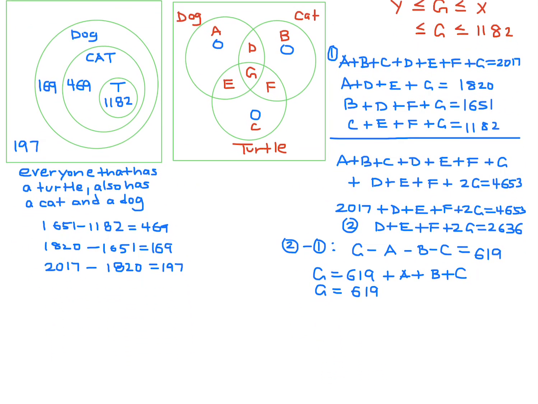And if you really want to, you can fiddle around with these equations to get the values for E, F, and D. It's not necessary that you do, but you can. And if you do, D will be 835, F will be 197, and E will be 366. But G, the minimum value, is 619. So there we go.